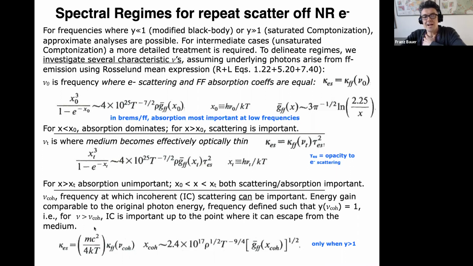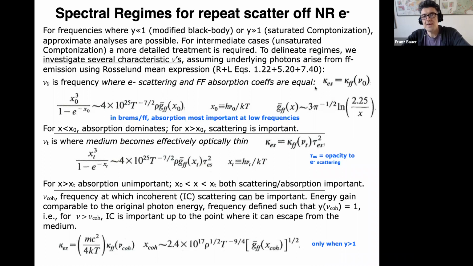For frequencies that are higher than this, this is going to be larger than 1. And so we're going to have an amplification, right? We're going to more than double the energy, and we're going to modify the spectrum. Inverse Compton is important up to the point where the photon can just escape from the medium, and therefore we no longer have any scattering. In this case, we would equate this absorption coefficient with this factor, which is the amplification, or basically the factor by which we amplify, and then this free-free coefficient at this frequency.